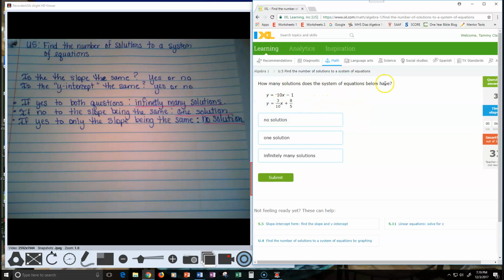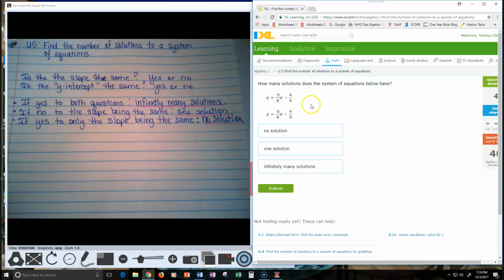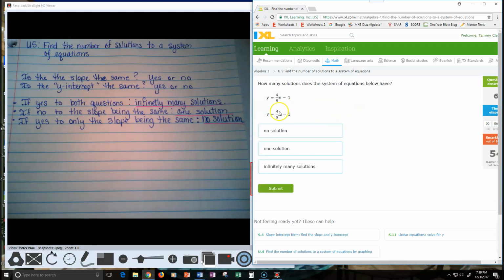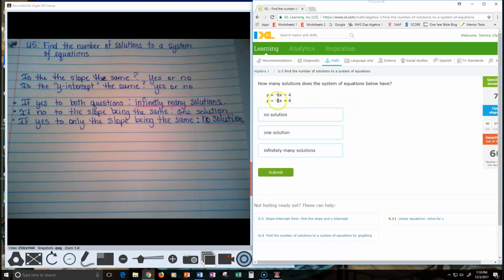How many solutions does the system have? Okay, here we go. Is the slope the same? No, there's one solution. Let's look again. Is the slope the same? Yes. Is the y-intercept the same? Yes, infinitely many solutions. Is the slope the same? No, one solution. Is the slope the same? Yes. Is the y-intercept the same? Yes. Infinitely many solutions. Is the slope the same? Yes. Is the y-intercept the same? Yes. Infinitely many solutions because it's the same line.